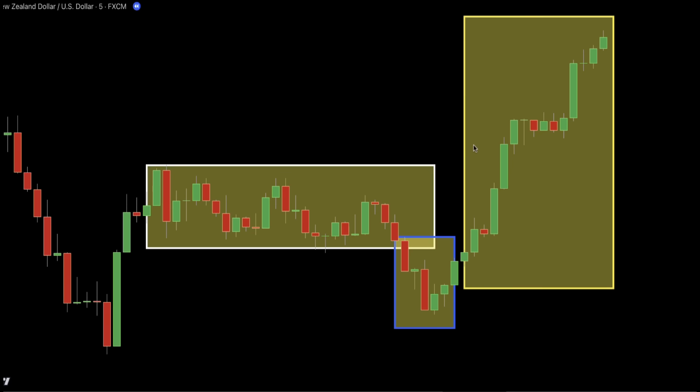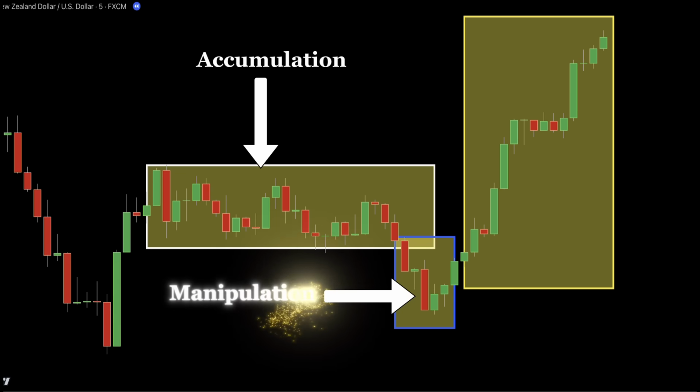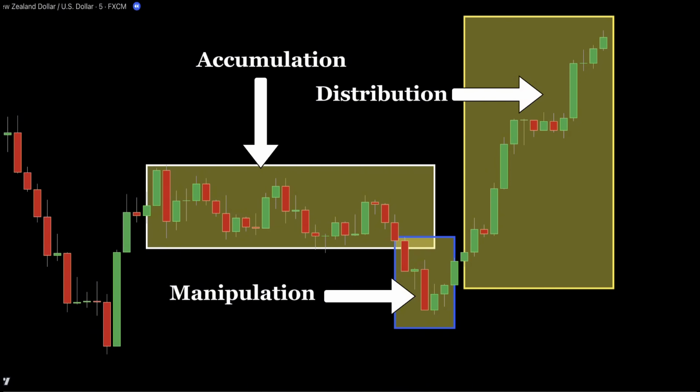In every market, price doesn't move randomly. It follows a repeating cycle that can be broken down into 3 key phases: accumulation, manipulation, and distribution. Together, these phases are known as the power of 3. And if you want to trade Candle Range Theory successfully, you must understand this structure.